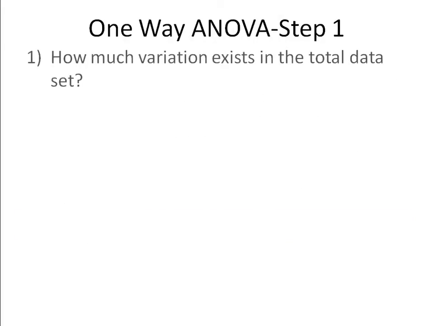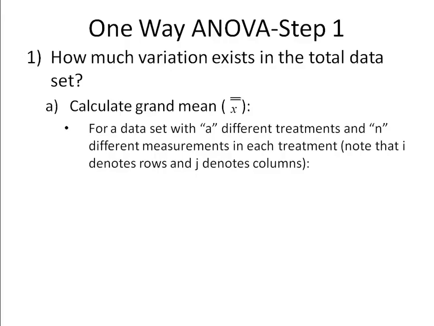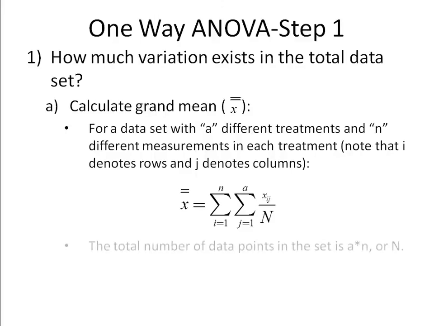So the first step in calculating and doing an ANOVA is by asking the question of how much variation exists in the total data set. So our first step is to calculate what's called the grand mean. It's like the mean of the means. It's the mean of all the data sets, or all the numbers in the data set. So for a data set with A different treatments and N different measurements in each treatment, the grand mean is represented by this. It's basically, noting that i indicates rows and j indicates columns, just every data point divided by the total number of data points in the set.